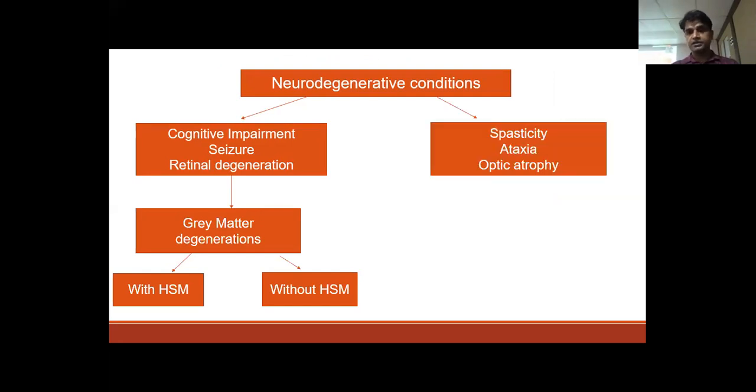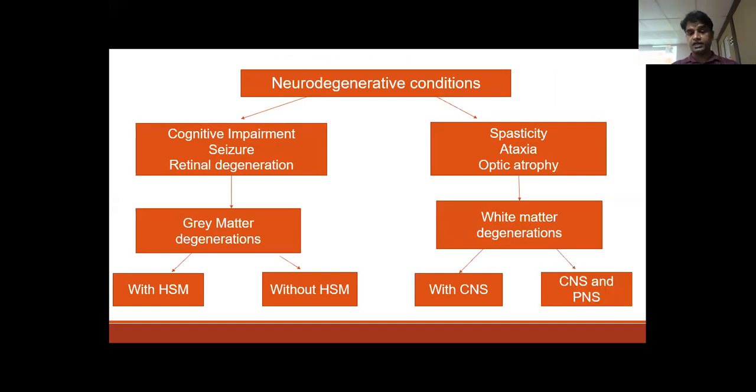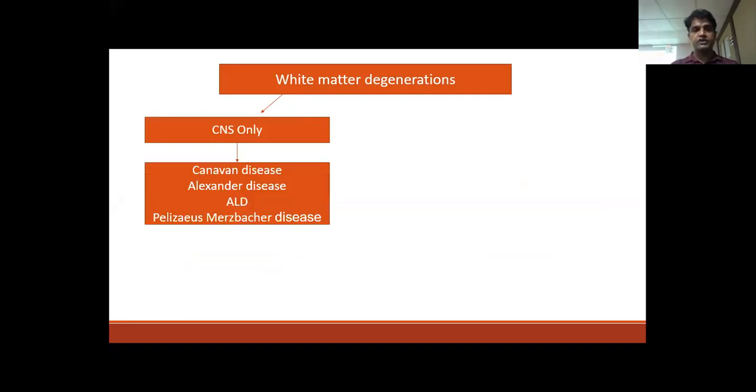Now, on the other hand, if there is spasticity, upper motor neuron signs, ataxia, optic atrophy, these will point to white matter degeneration. And the question is, is it only CNS or CNS and peripheral nervous system? Now, white matter degeneration again. If there's only white matter degeneration and only CNS is affected, then your differentials are Canavan disease, Alexander disease, adrenoleukodystrophy, Pelizaeus-Merzbacher disease.